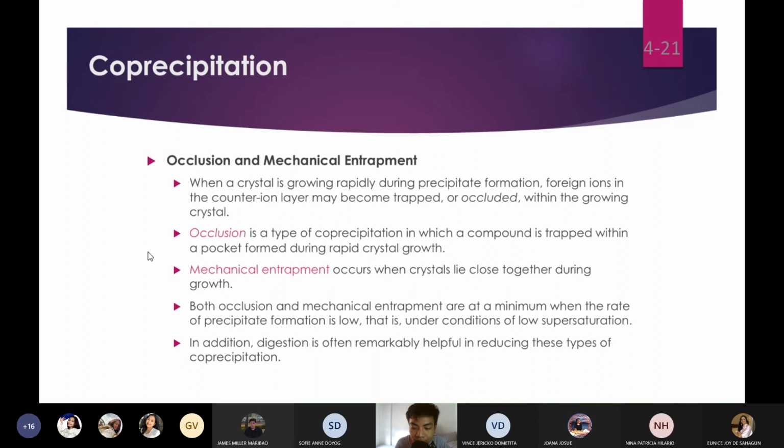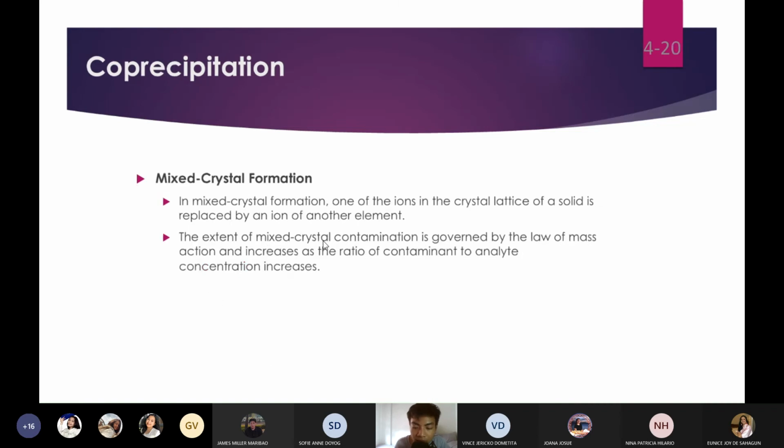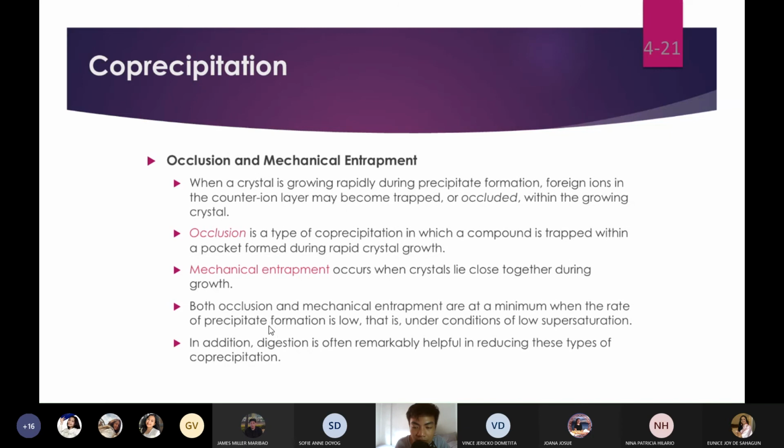So, occlusion and mechanical entrapment, ito, similar lang to. What happens here is that yung contaminants pwede pumasok sa crystals mo. Parang ito lang din. Okay? So, ano yung pwede natin gawin dyan sa tatlong yan? Pwede gawin mo, pabagalin mo yung pag-form ng crystal, no? So that hindi makakapasok yung contaminants, no, sa iyong crystals.